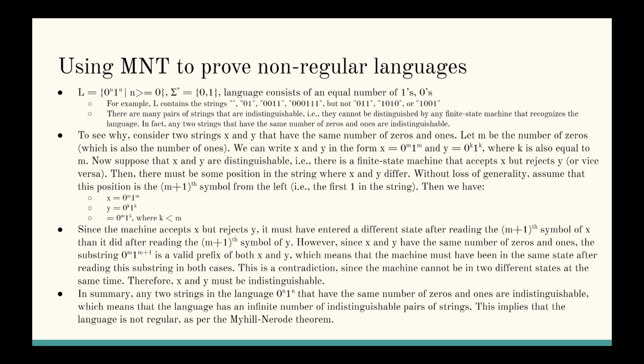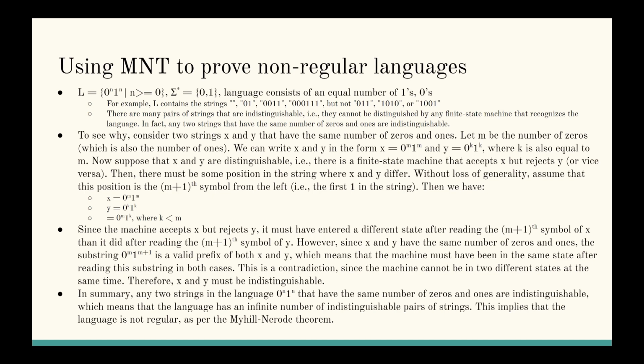Now, since we can see that x and y are distinguishable, there is a finite state machine that accepts x but rejects y, or the other way around. So without loss of generality, assuming that this position is the m plus n symbol from the left, we will have x equal 0^m 1^n, y will be 0^k 1^k, and since the machine accepts x but rejects y, it must have entered a different state after reading that m plus 1th symbol of x.